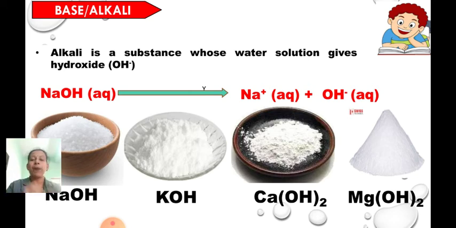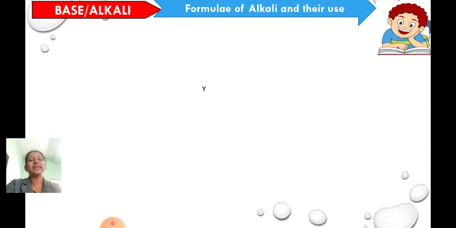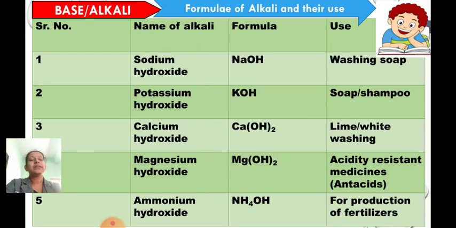Now all these are in the powdered or solid form. When they are dissolved in water, instead of calling them bases, we will call them alkalis, when dissolved in water or in their aqueous solution. Let's see the uses of the different types of bases, and even their molecular formulae. So first is the formulae of alkalis and their uses. Here is a table which is also given in your textbook.